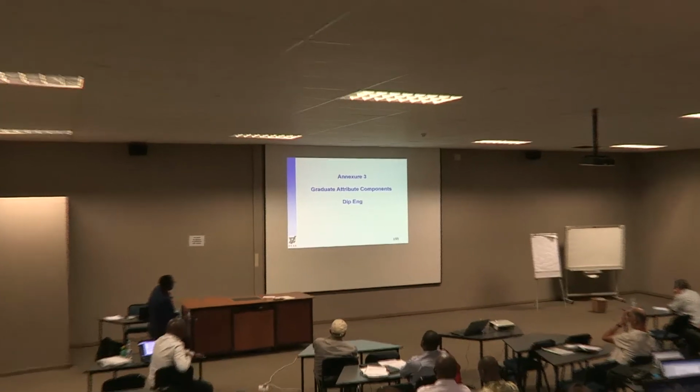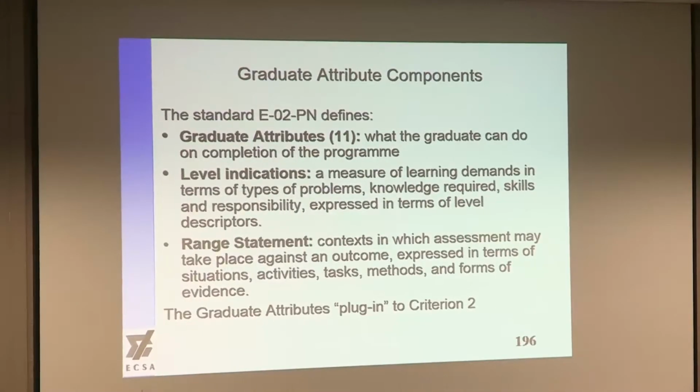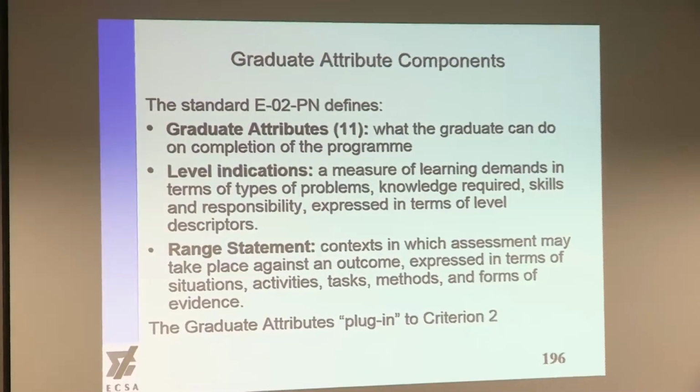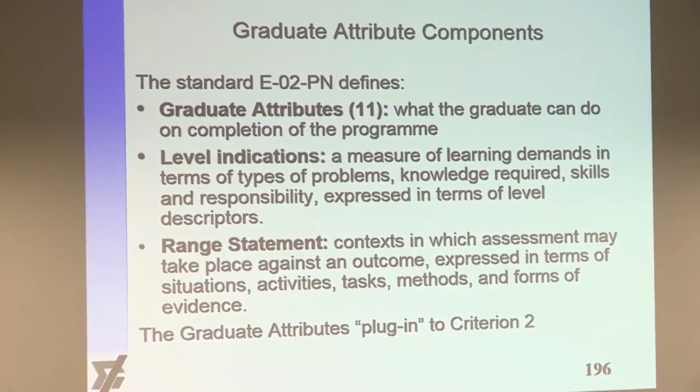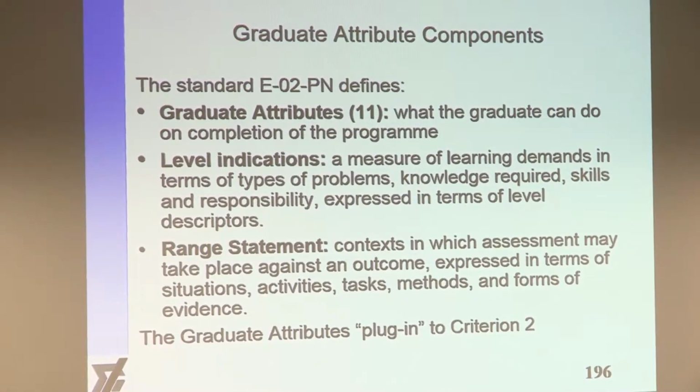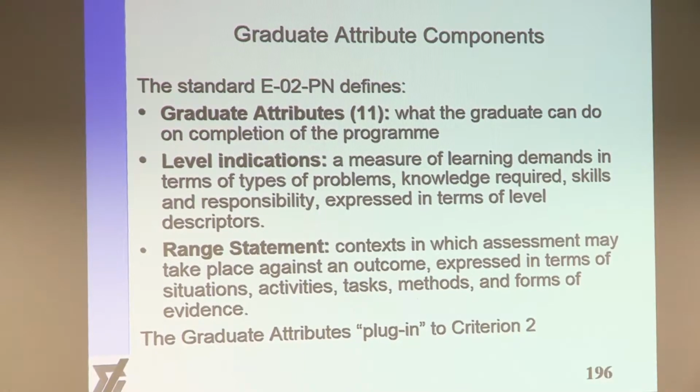So on the graduate attribute components, EO2PN defines graduate attributes, there are 11 of them, what the graduate can do on completion of the program. There are two things in the graduate attribute, the level indicator and the rank statement, or the level descriptor. This is what differentiates the diploma student from the BN STEC and the BN.